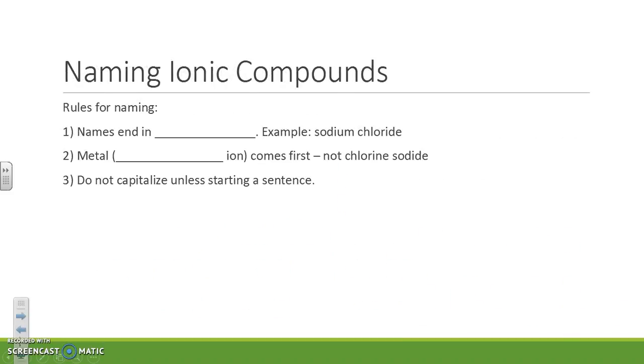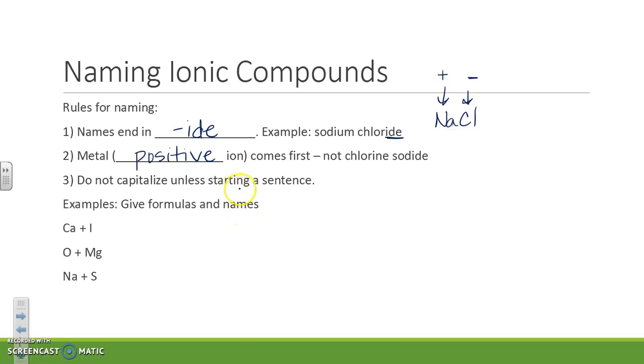Now, naming ionic compounds. The name of an ionic compound will always end in -ide. For example, sodium chloride, NaCl: the metal, or the positive ion, comes first always. We don't name it chlorine sodide. That doesn't make any sense. The positive ion always comes first, the negative always comes second. And we don't capitalize it unless we're starting a sentence.